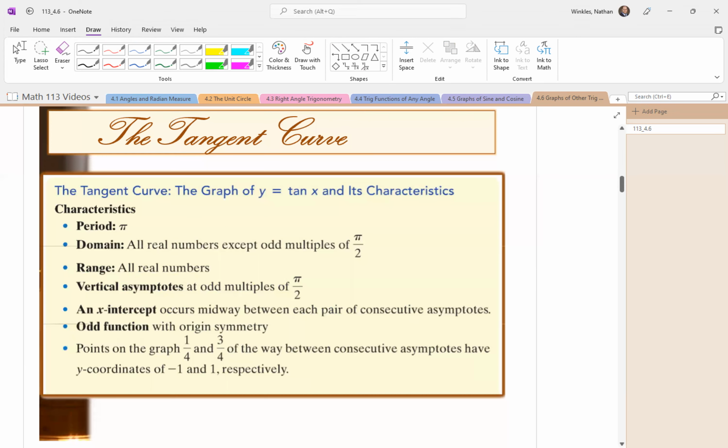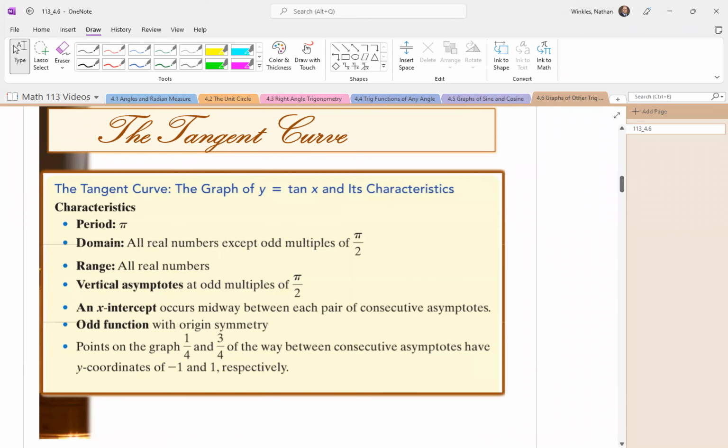So our characteristics here. One of the first things to note is that the period of tangent is different than sine and cosine, as its period is only pi instead of 2 pi. The domain is all real numbers except for odd multiples of pi over 2, as I was just saying with our asymptotes. The range is all real numbers. And we have vertical asymptotes at all odd multiples of pi over 2 because it's not in our domain.